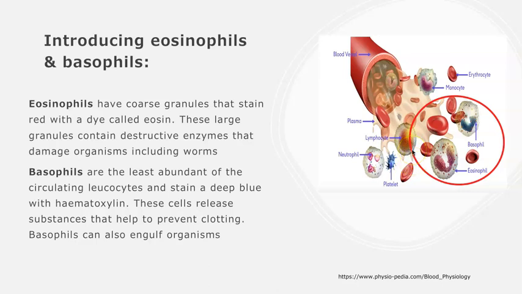Eosinophils are also implicated in the development of allergies. Basophils are the least abundant of the white blood cells in the circulation and appear to have dark blue cytoplasmic granules because they stain with another type of stain called hematoxylin. Basophils can ingest and kill microbes, and their granules contain heparin, which helps to keep blood from clotting.